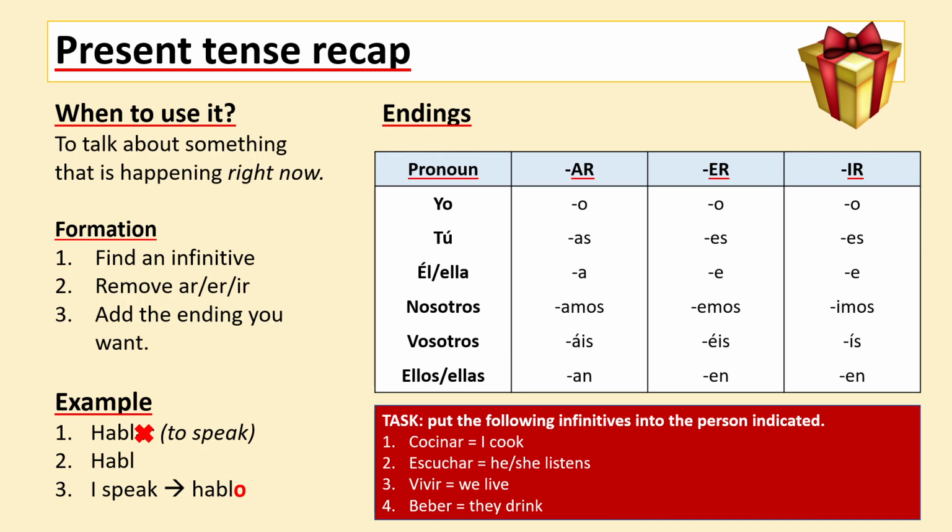Okay, so hopefully you have got these as your answers. Cocinar, take off AR, add O, cocinó. Escuchar, take off AR, add A, escucha. Vivir, we live, vivimos. So we're jumping over to this column here. We want to say we, nosotros, go across, vivimos. And beber, they drink, it's the third person doubled. So it's the bottom one, beben, because it's ER. Excellent, guys.